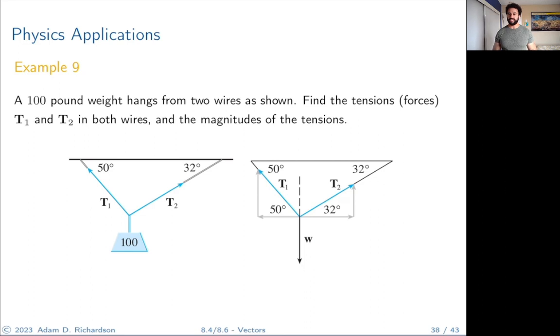We're going to find the tensions, which are forces, T1 and T2 in both wires, and we're going to find the magnitude of the tensions. So in essence, what we are looking for are the vectors T1 and T2, and we want to know their size, their length. How are we going to do it? Well, we're going to use right triangle trigonometry.